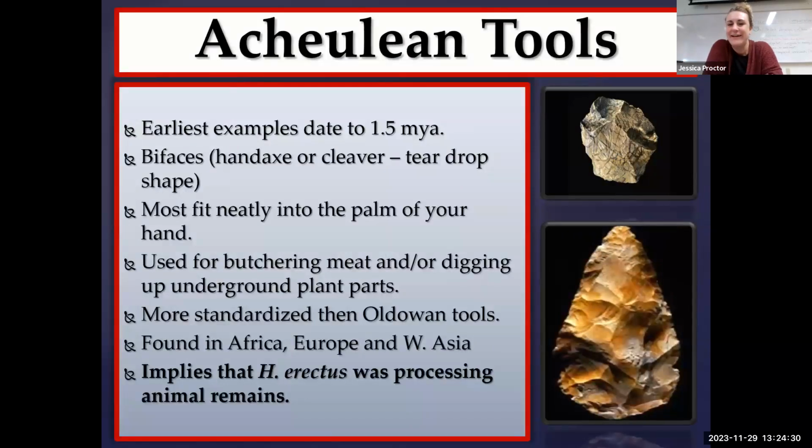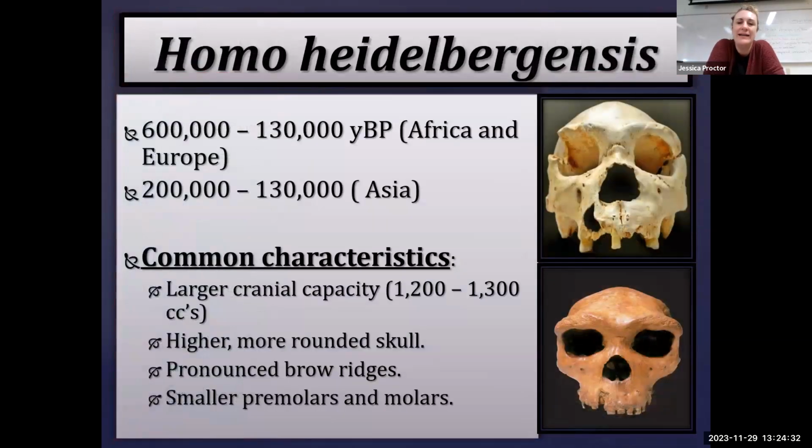Feeling good? Okay. All right, let's move on to Homo heidelbergensis. So at home, practice saying this with me a few times. Homo heidelbergensis. One more time. Homo heidelbergensis. So this is a species that comes after Homo erectus, but before the Neanderthals and Homo sapiens.